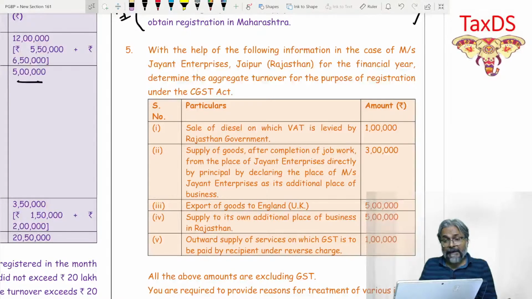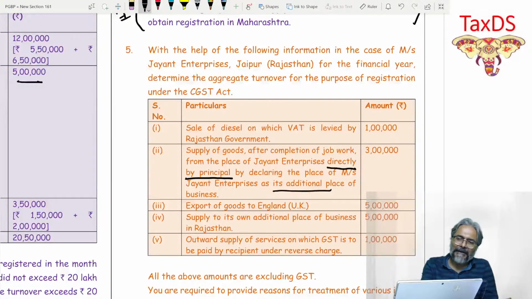Point number two, supply of goods after completion of job work from the place of Jayant Enterprise directly by the principal, by declaring the place of Mr. Jayant Enterprise as additional place of business. Friends, in this context, just tell me in this regard, students, who is doing the supply? Directly by the principal. So, this would be going in the aggregate turnover of whom? This will go in the aggregate turnover of the principal and not of Jayant Enterprise.